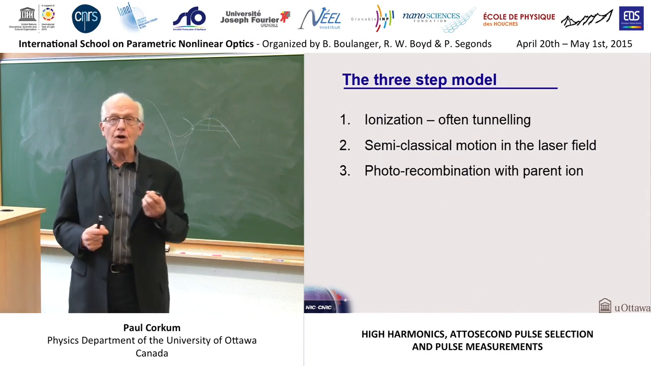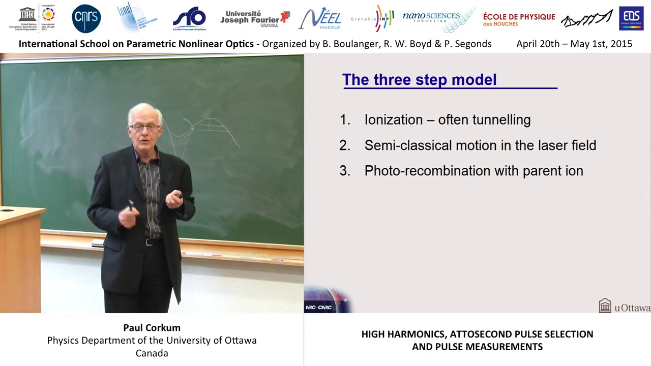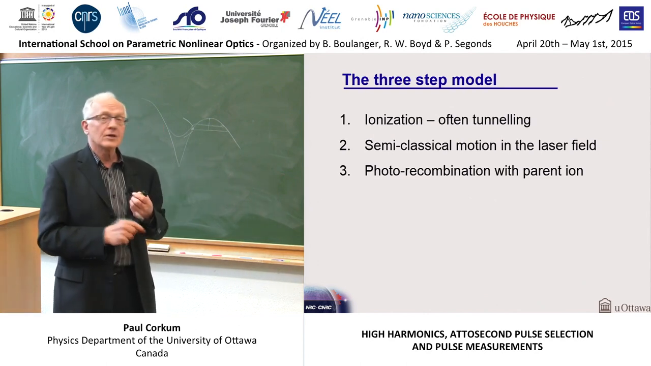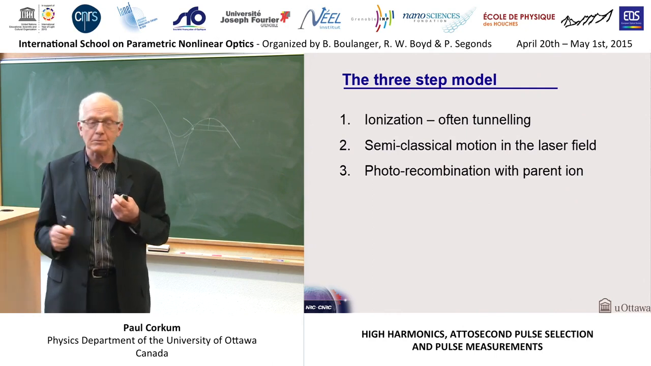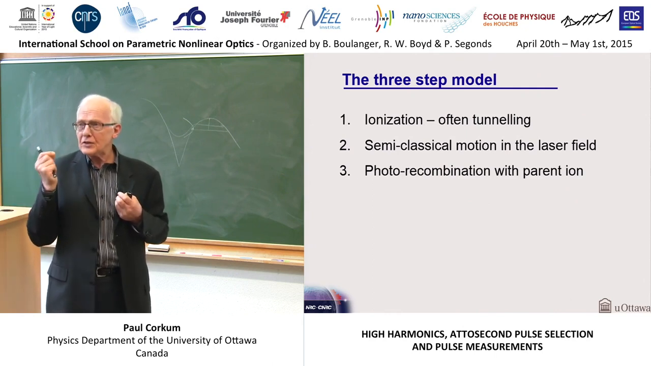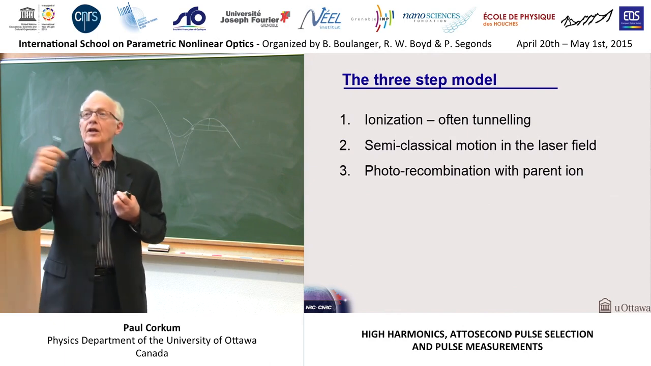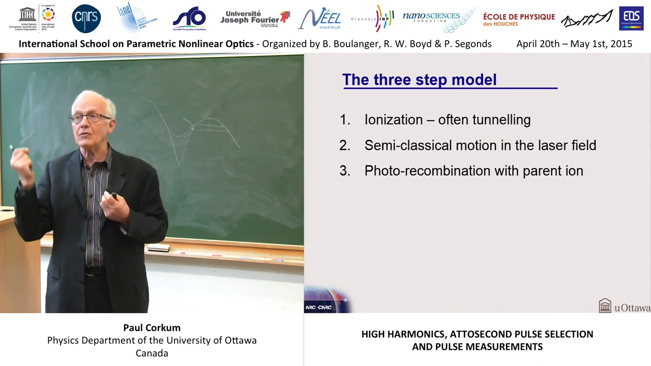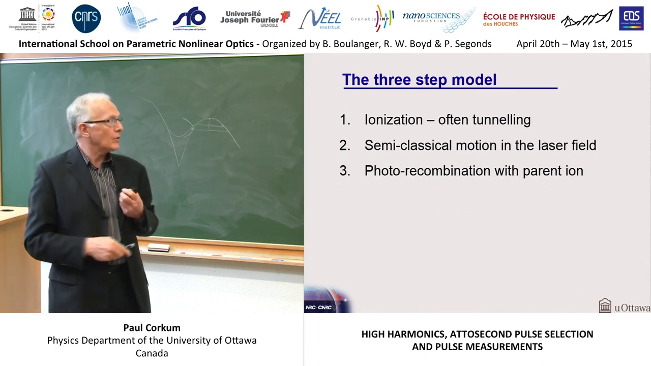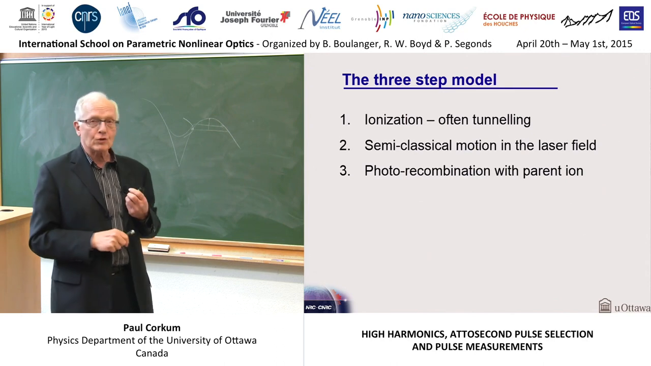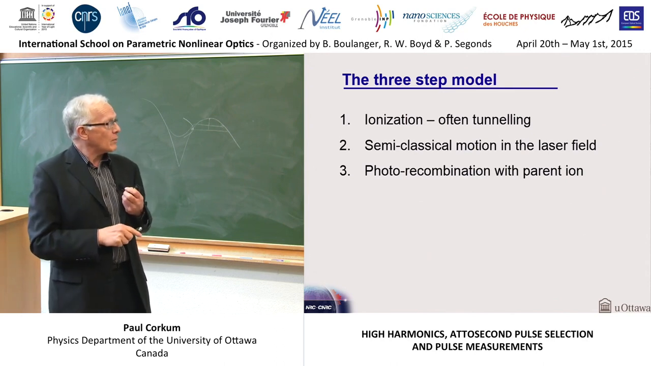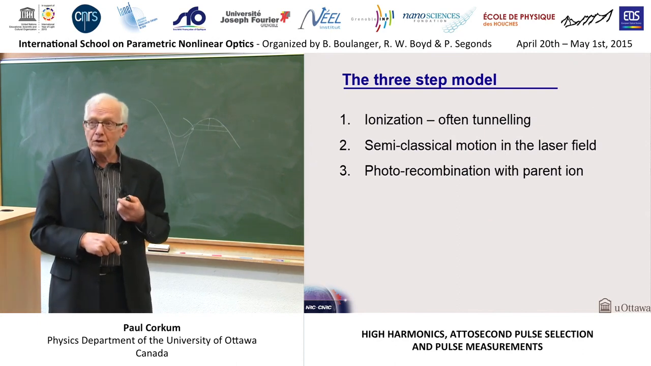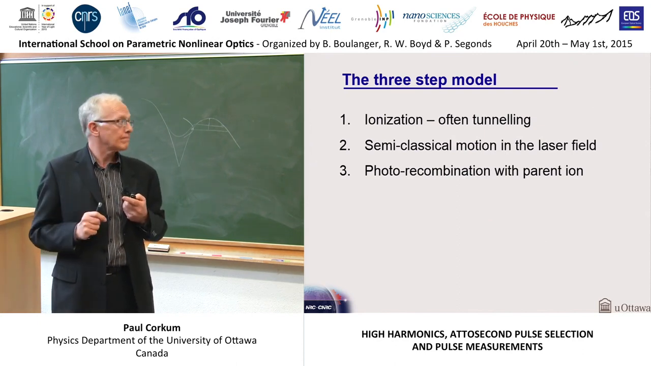Okay, so this is called the three-step model. Three steps because the three steps are ionization. I told you that often it's tunneling. But even if tunneling isn't exactly right, the electron still has to feel the field. And so a great deal of this will survive, even if the tunneling approximation begins to break down. It involves semi-classical motion in the laser field, and it involves photorecombination to the parent ion. That's the three steps.